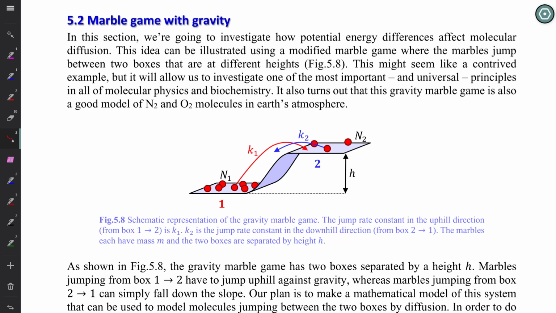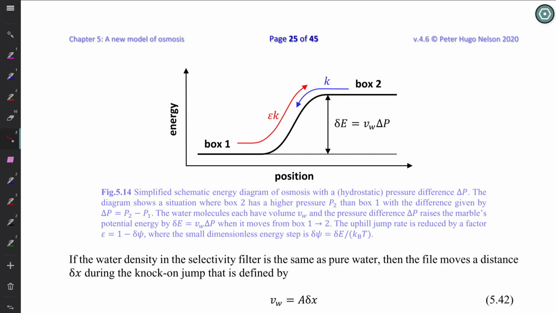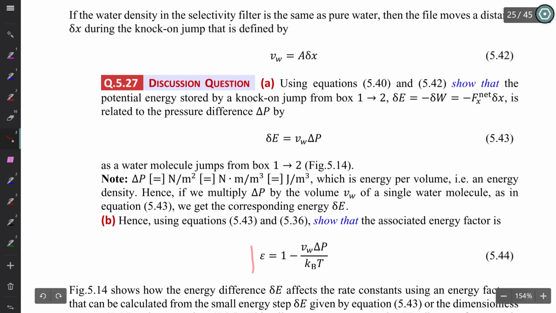To be able to understand how osmosis occurs in that situation, students are introduced to the marble game with gravity. And the way that that's accounted for is by raising the height of one of the boxes, and what happens is that the jump rate in one direction is reduced. For osmosis, that energy difference is provided by PV work, and the energy factor epsilon is given by this expression.